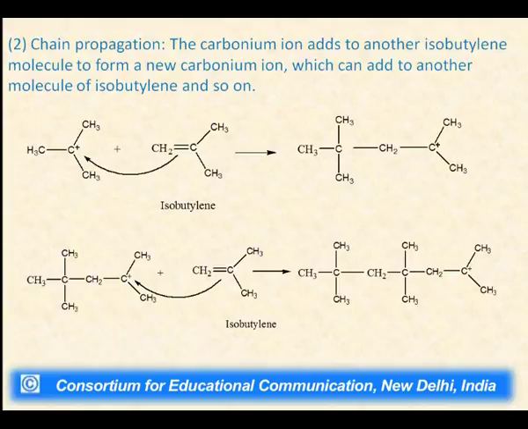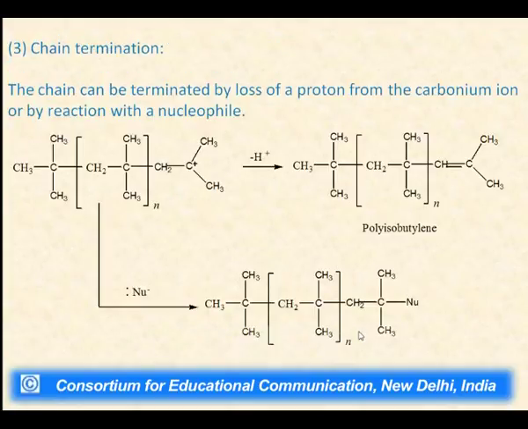Now, this tertiary carbonium ion in the second step will add to another isobutylene monomer molecule to form a new carbonium ion, which can add to another molecule of isobutylene and then another, and so on, and we will get a long chain of these carbonium ions. Now, this will undergo chain termination by the loss of a proton. A proton will be lost from the carbonium ion and a butene will be formed in the termination step. Another possibility in termination is that a nucleophile will attack the carbonium ion and we will get a different product.